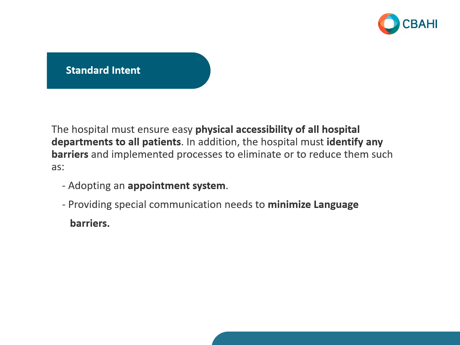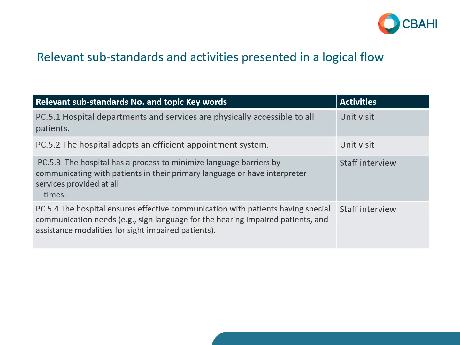Standard intent: the hospital ensures easy physical accessibility of all hospital departments to all patients, identifies any barriers and implements a process to eliminate those barriers, such as adopting an appointment system and minimizing language barriers. Substandards of PC5 can be evaluated and scored by the following activities: unit visit and staff interview.